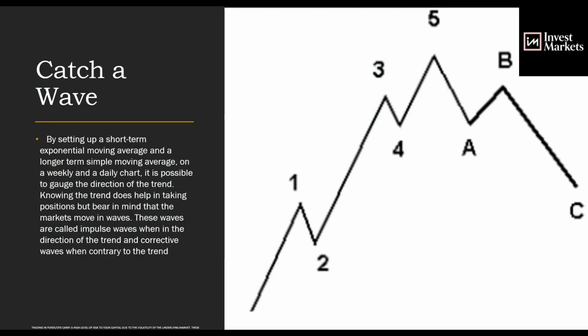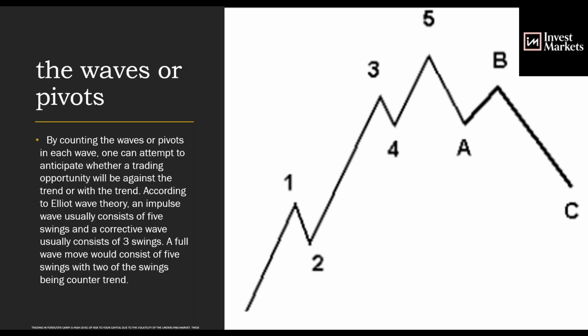But by setting up a short-term exponential moving average and a longer-term simple moving average on a weekly chart or daily chart, it's possible to gauge the direction of a trend. Knowing the trend does help in taking positions, but bear in mind that the markets move in waves. These waves are called impulse waves when it's in the direction of the trend, and a corrective wave when contrary to the trend. Waves or pivots. By counting the waves or pivots in each wave, one can attempt to anticipate whether a trading opportunity will be against the trend or with the trend.